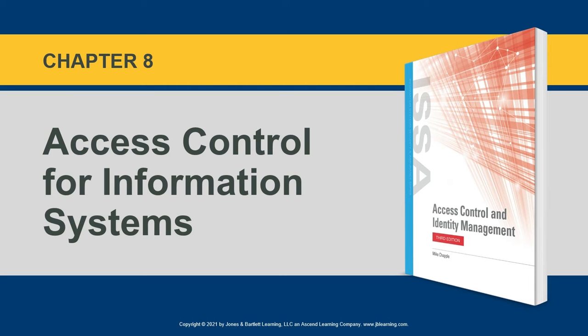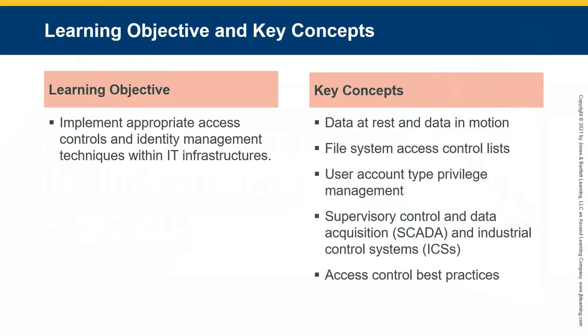Chapter 8, Access Control for Information Systems. Learning objective and key concepts. Learning objective: implement appropriate access controls and identify management techniques within IT infrastructures. Key concept: data at rest, data in motion. File system access control: users, account type, privilege management.